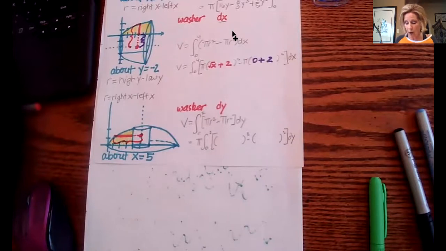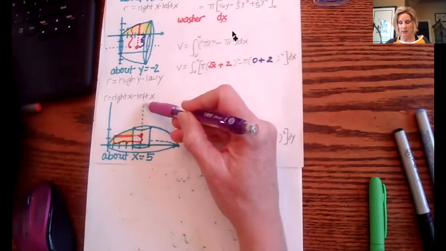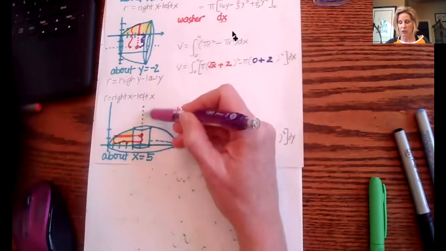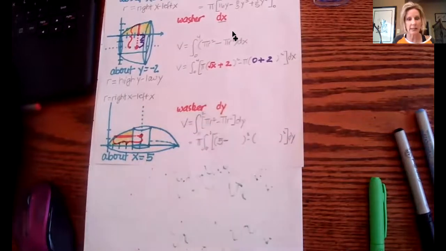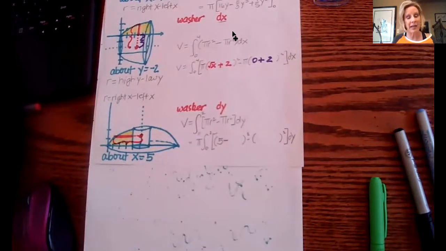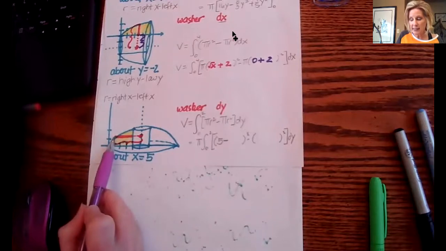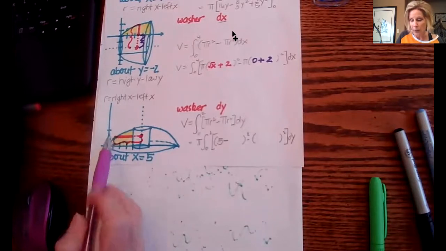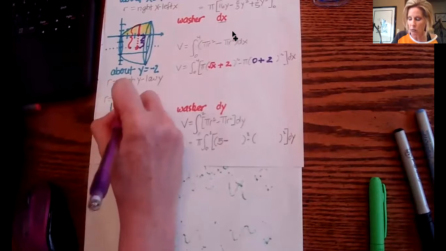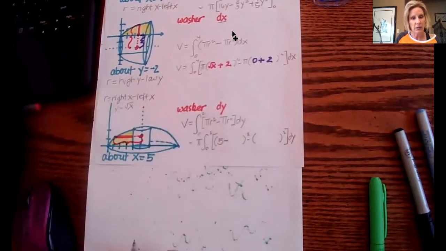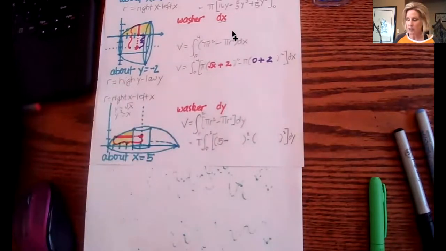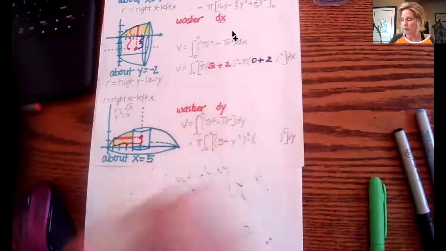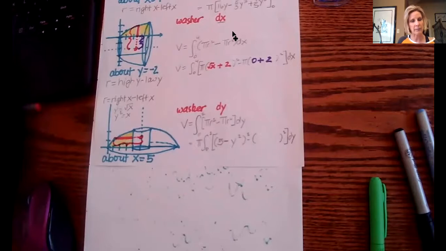So your right x is here, which is x equals 5, minus, now I need my left x. My left x is here on the curve. So remember, the curve is y equals square root x. So the left x is x equals y squared. So it's 5 minus y squared. That's your left x, okay?